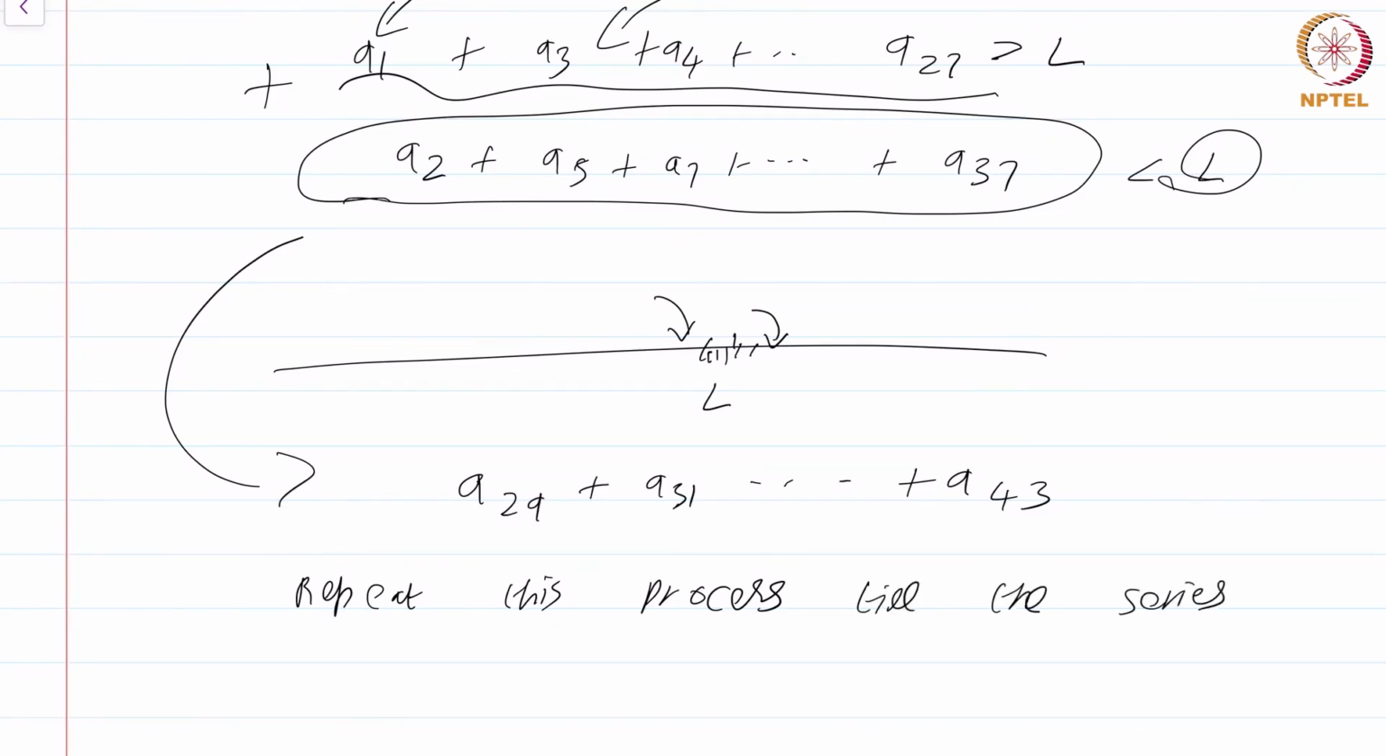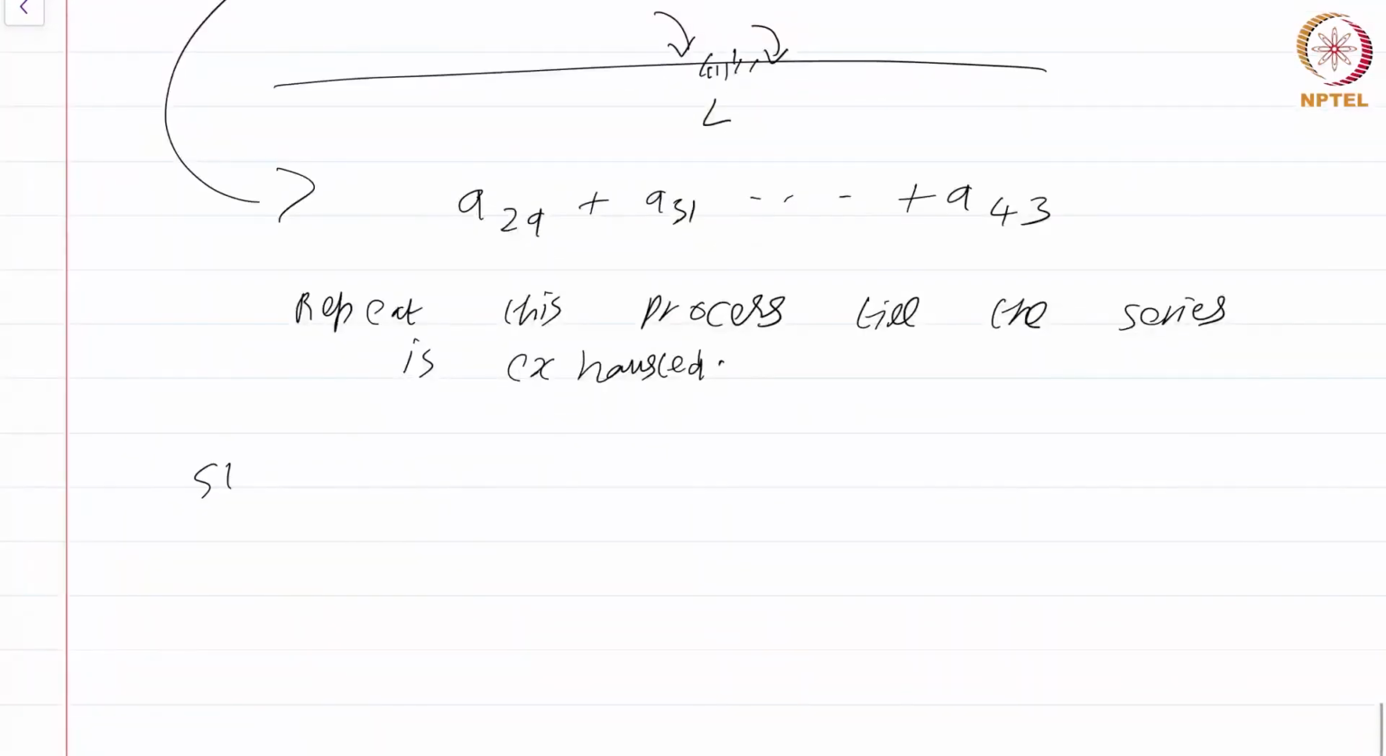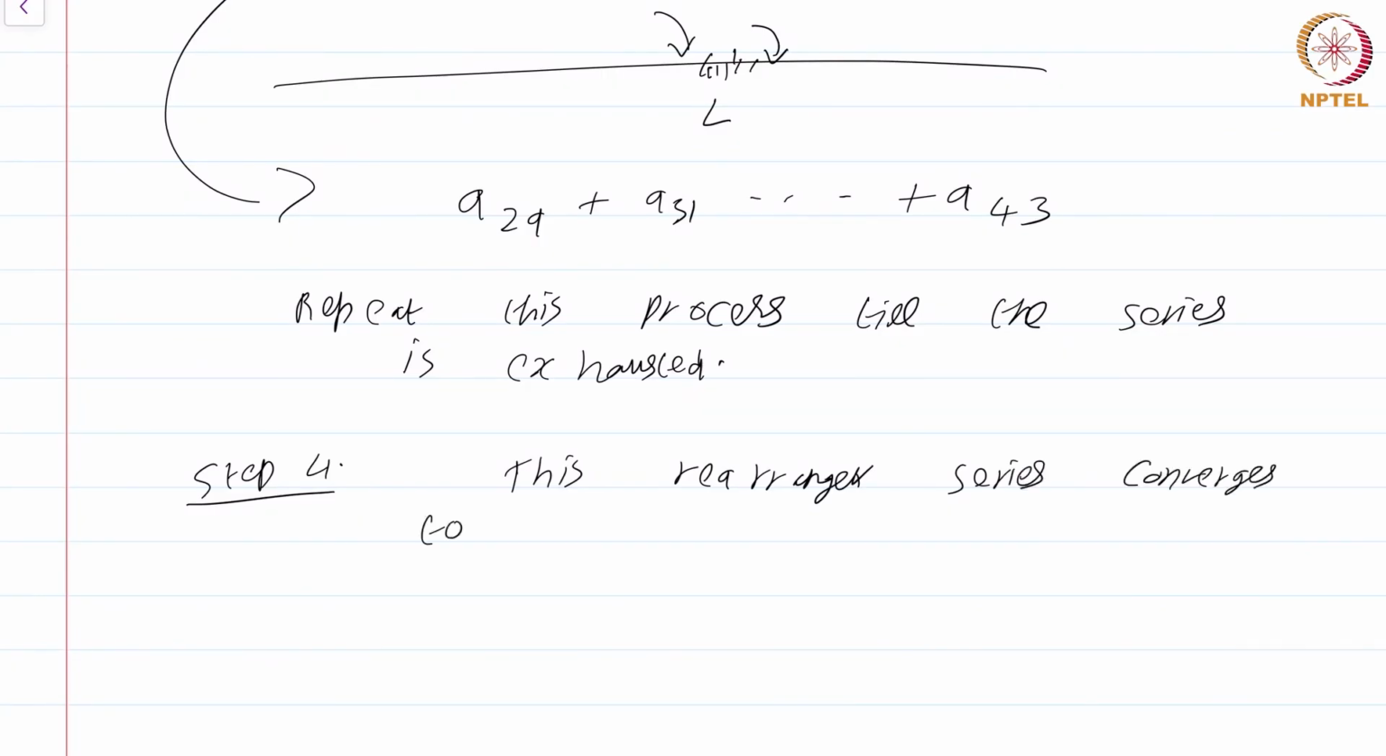Technically you cannot do it because it's an infinite series, but this can be made precise. Repeat this process till the series is exhausted. So you have found a rearrangement. So step 4 is to show that this rearranged series converges to capital L.